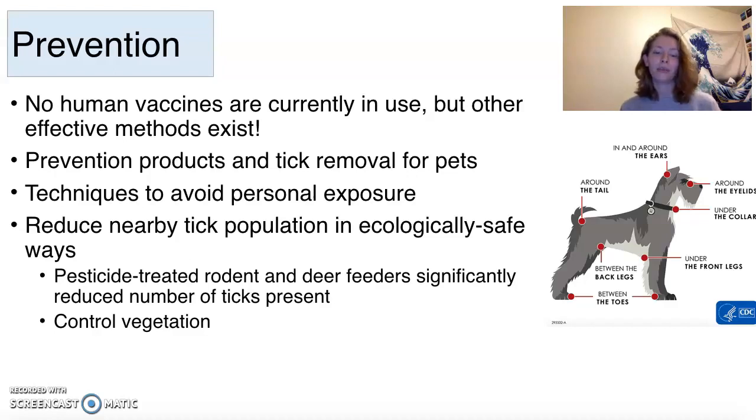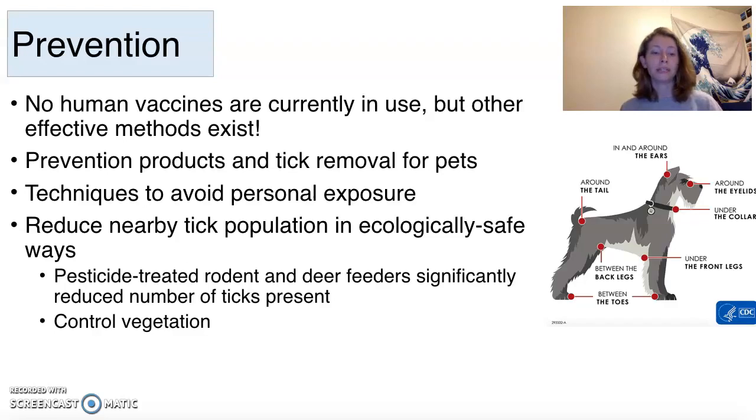It's also recommended that you wear white clothes so that it's easier to spot ticks when they're crawling on you. You can also use insect repellent on your clothes and skin, though if you use DEET products, it's recommended to use caution because those can have some side effects. And then another way is to reduce tick population in ecologically safe ways. One main way is to control the vegetation of your yard. So always mow the lawn, because ticks like to inhabit taller grass, and they like shaded areas.